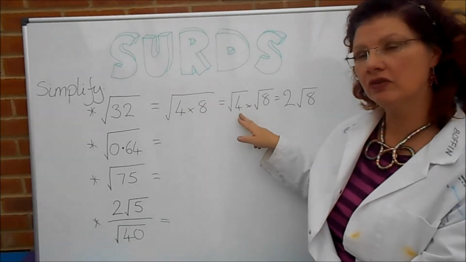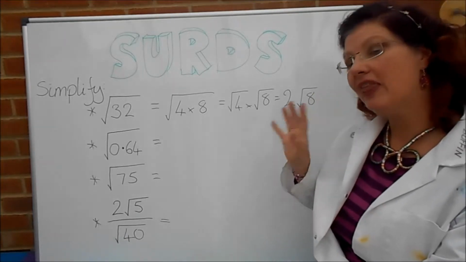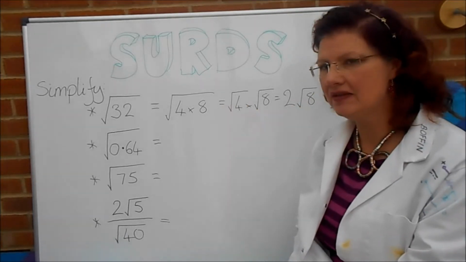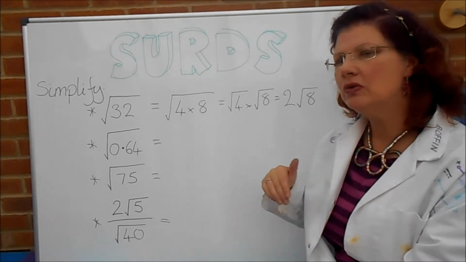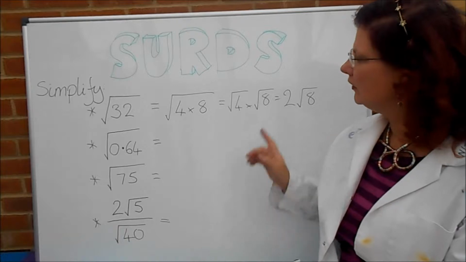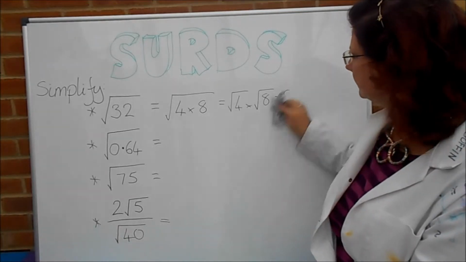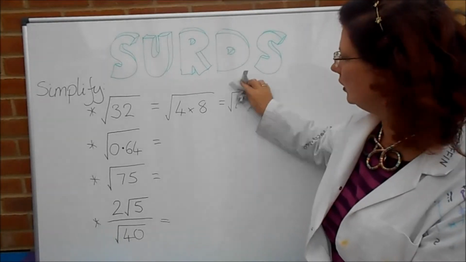So we split that, square root of 4 times square root of 8, and we end up with 2 root 8. Now that is true, 2 root 8 is the square root of 32, but you can go further and you're always expected to simplify as much as you can. So when you do this one, don't use 4 times 8 because there's a better one you can use.